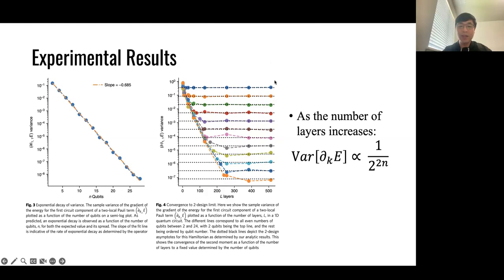In these figures, we can tell that the second moment converges, as a function of the number of layers, to a fixed value determined by the number of qubits. Through these two experimental results, we can say that as the number of layers increases, the variance will decrease to a number very close to 0.